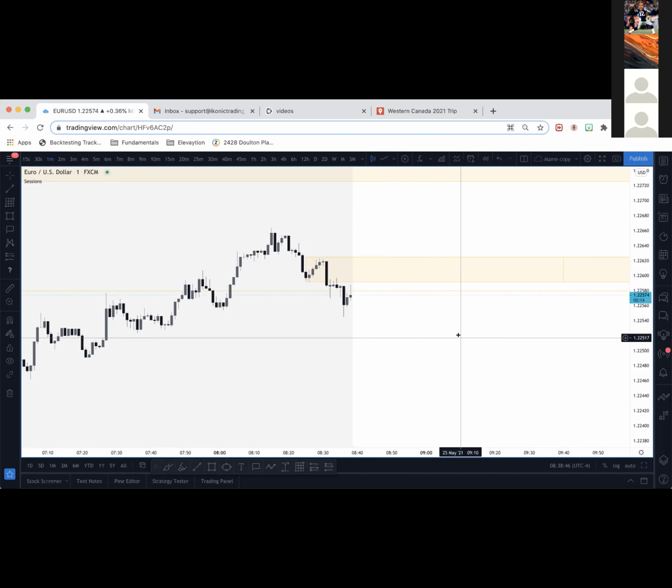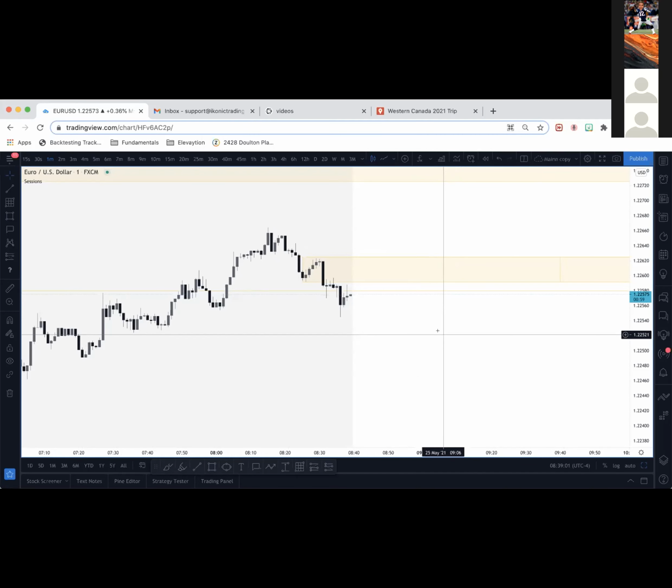Good point. So yeah, if this doesn't work out, it doesn't work out. But this is what I mean: maybe it won't work out, but whatever. This would be the high probability clean trade area, right?